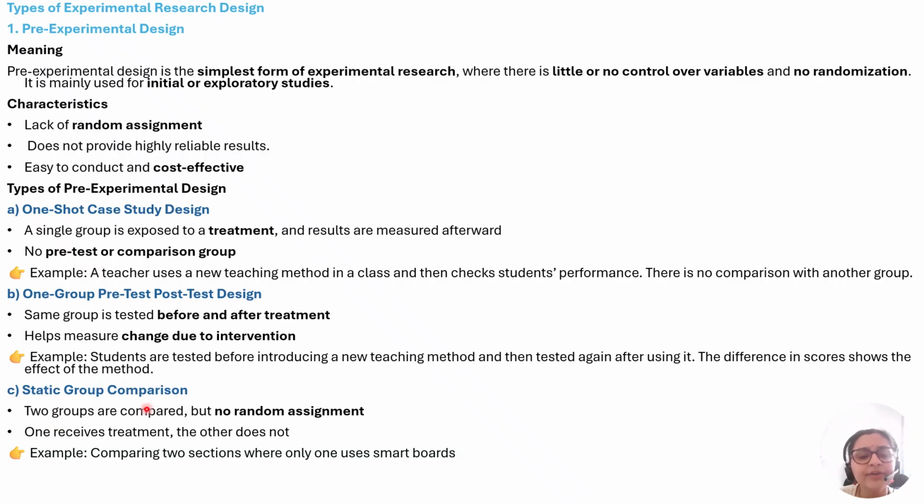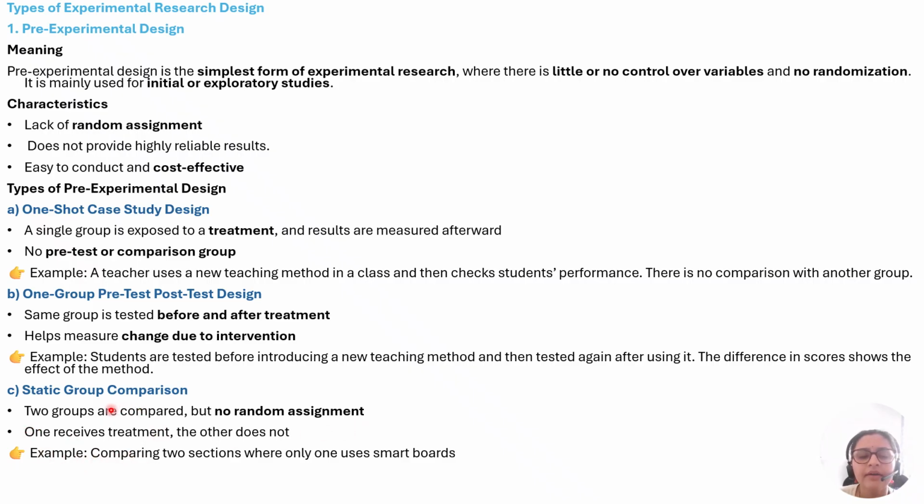Then static group comparison. Here, two groups are compared, but there is no random assignment. In pre-experimental design, there is no random assignment. And even in static group comparison also, there is no random assignment.